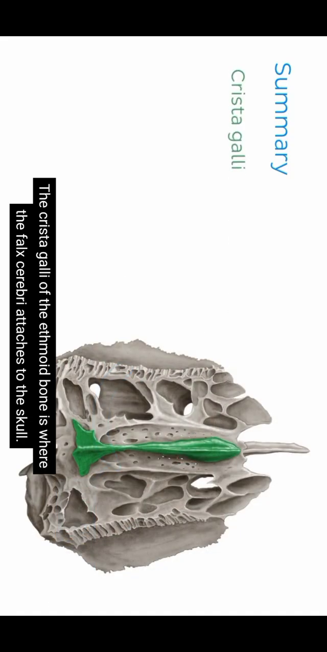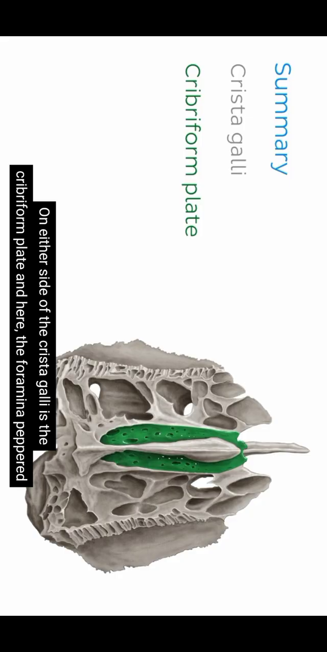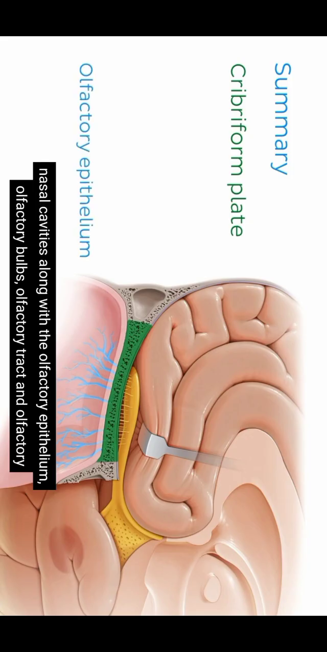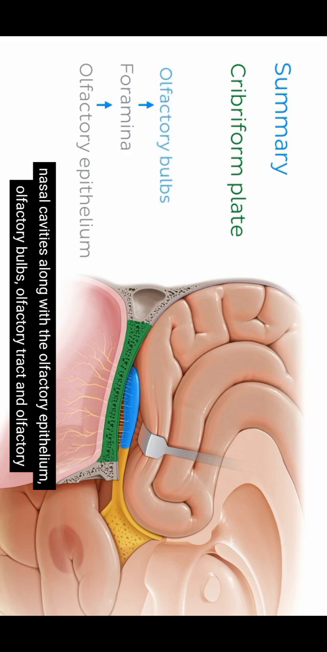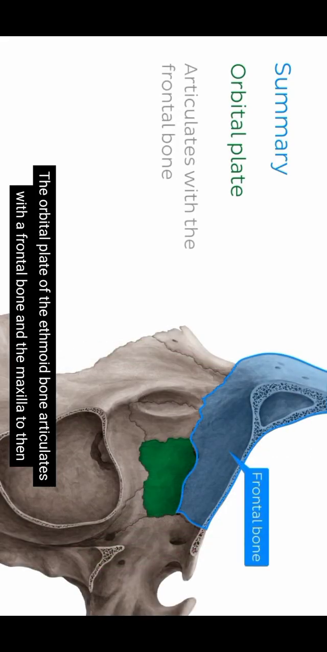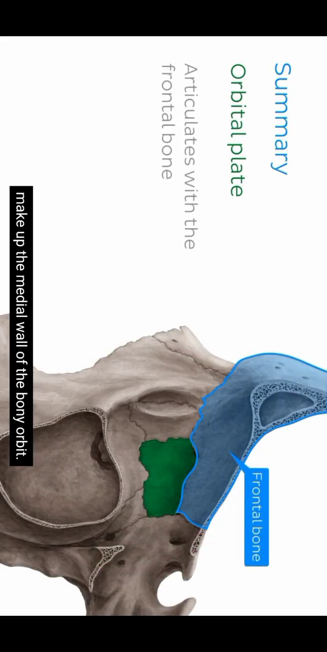The crista galli of the ethmoid bone is where the falx cerebri attaches to the skull. On either side of the crista galli is the cribriform plate, and here the foramina peppered through the plate are vital to olfaction and contribute to the flow of air through your nasal cavities, along with the olfactory epithelium, olfactory bulbs, olfactory tract, and olfactory cortex of the brain. The orbital plate of the ethmoid bone articulates with the frontal bone and the maxilla to then make up the medial wall of the bony orbit.